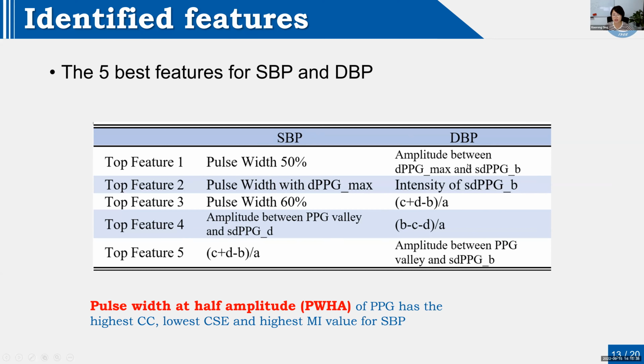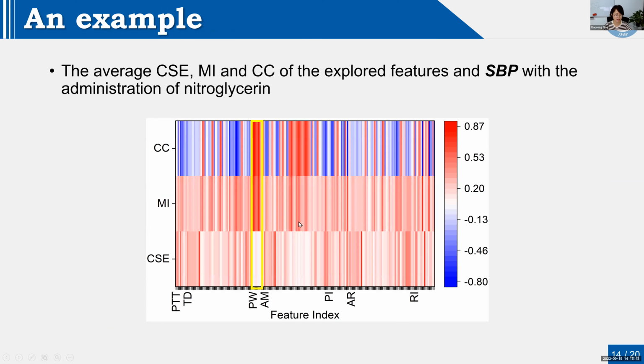And for diastolic blood pressure, the amplitude, the intensity, and some index ratio could best reflect the DBP change. And this is an example for the relationship of the explored features and the systolic blood pressure. So as 3 dimensions for the different methods. And here, again, we can say that the pulse-wise class of features could better evaluate the blood pressure changes when administered with nitroglycerin.